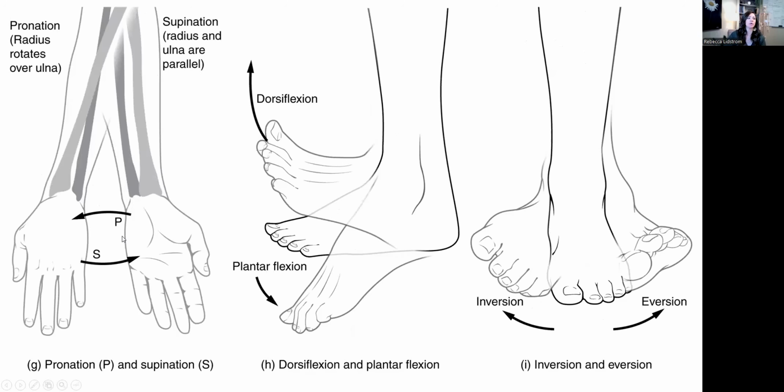Some other movements are pronation and supination. Pronation and supination is just the radial head rotating over the ulna. And I think of soup, like holding a bowl of soup. So moving into supination is turning your hands to grab a bowl of soup, right? And pronation is going to be the opposite of that.